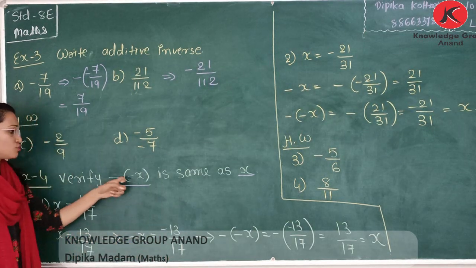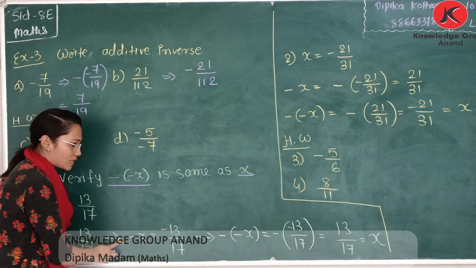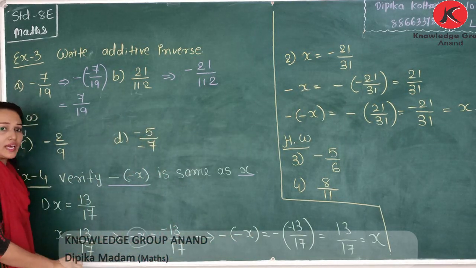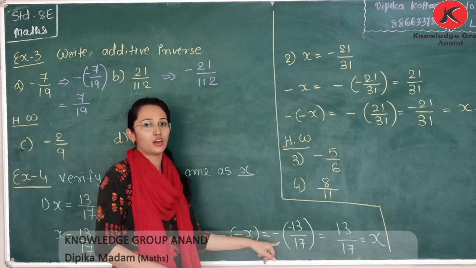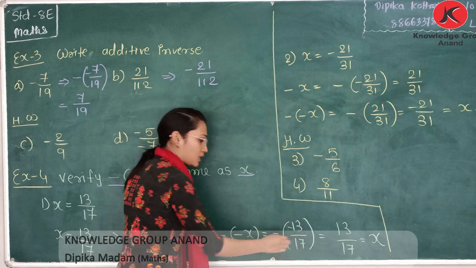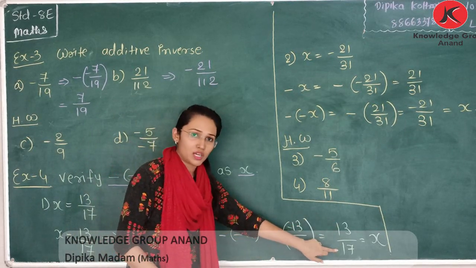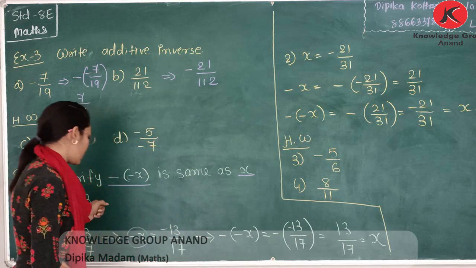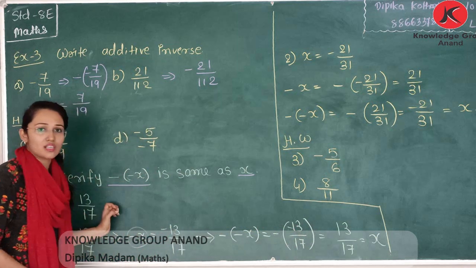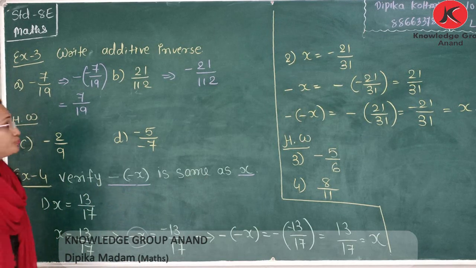But in the question we need to write one more negative sign, meaning we need to write one more negative sign before minus x. It becomes minus into bracket minus x. If we put one more negative sign before minus x, we also have to make the rational number one more negative. That's why it becomes minus into bracket minus 13 by 17. But minus minus becomes plus 13 by 17. That is our x. You can see minus minus x is 13 by 17 and x is also 13 by 17. So minus minus x is the same as x.